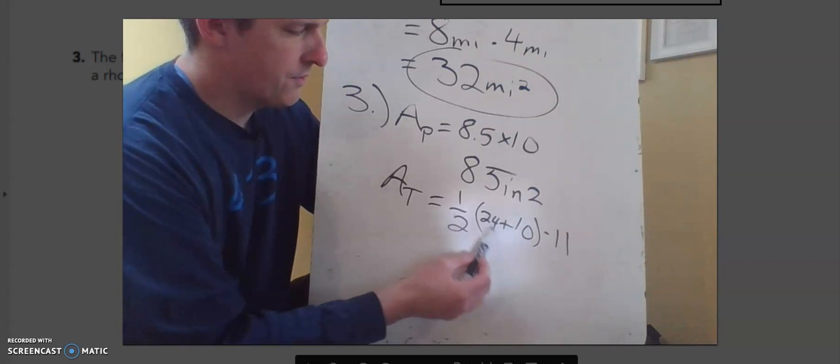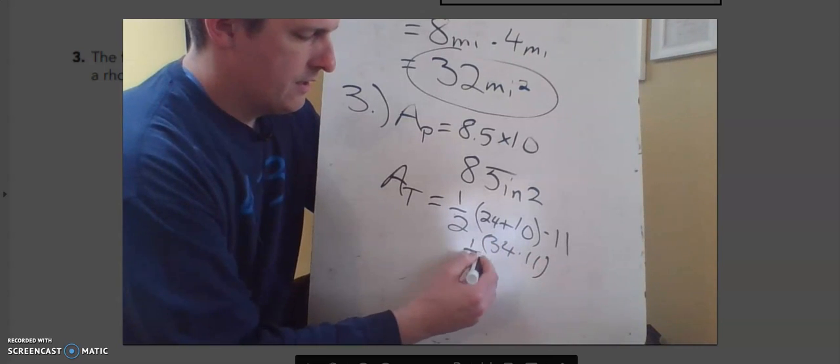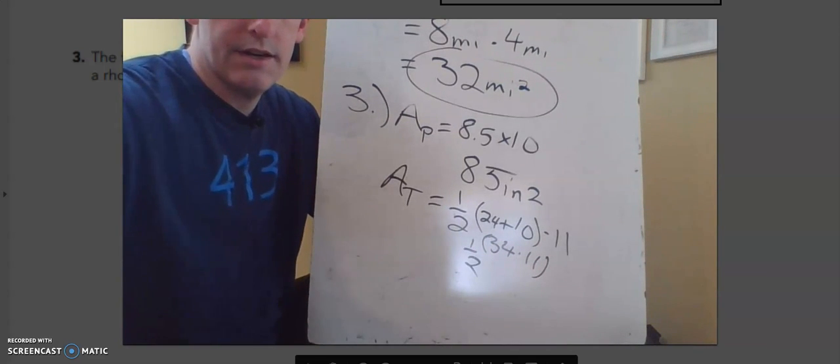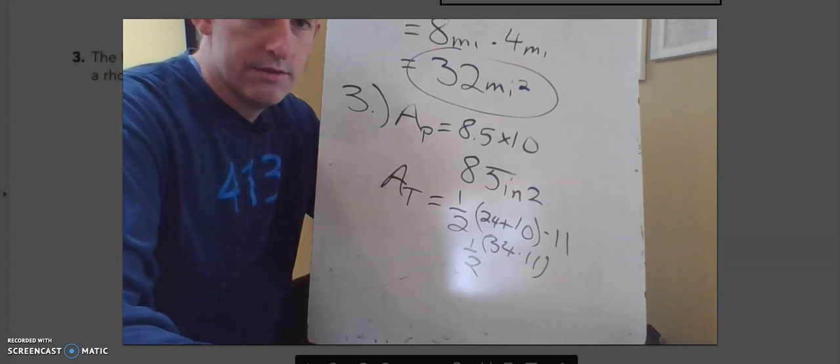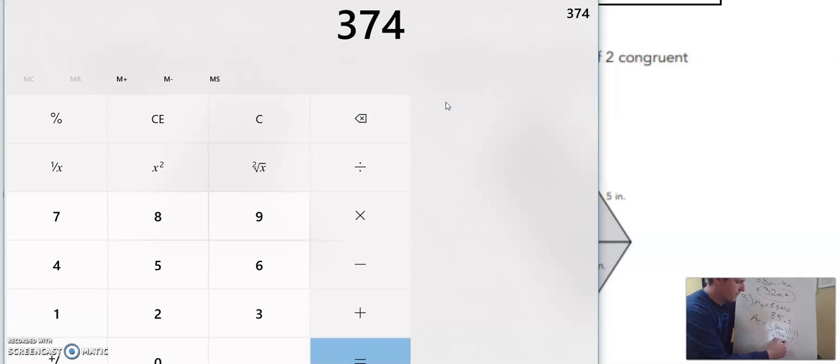And then I'm going to calculate this. So 24 plus 10 is 34 times 11. I'm not going to be too proud. I'm going to use a calculator here. So you can see what I am doing. I'm going to do 34 times 11 is 374. So basically I want 1/2 of 374. So I can just divide that by 2 and I would get 187.